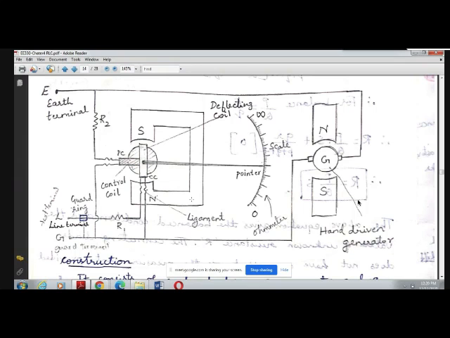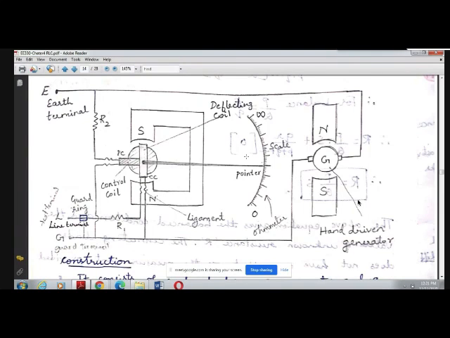Then you connect the cable across these two terminals, that is the earth terminal and the line terminal. Then you start rotating this hand driven DC generator. Once you start rotating, the required amount of current will flow through both the potential and the current coil. Then the pointer will start showing the deflection, and it will come to rest at some point, which is the value of the resistance of that insulation cable. Did you understand the megger working?